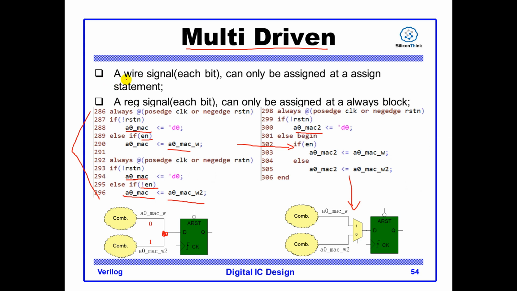So for each wire signal, you can only assign a value to it in an assign statement. You can't assign it twice or three times. And for a reg signal, you can only assign a value to it in a single always block, not two, not three.